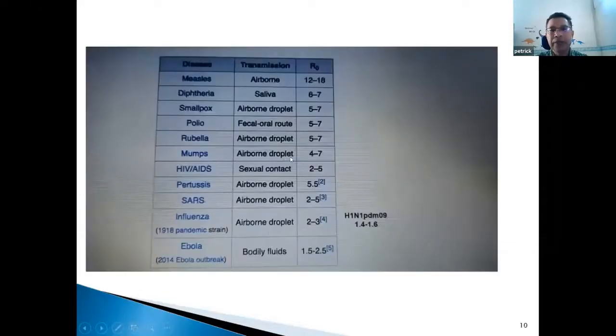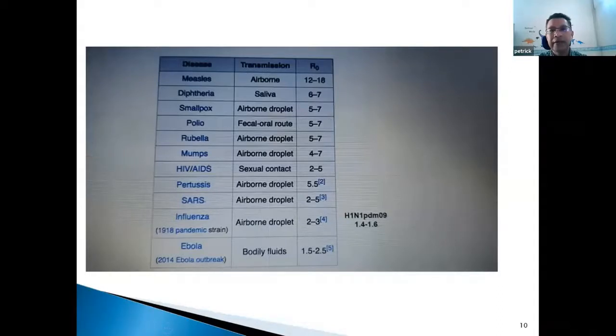And in terms of hospital infection, we always ask how many people a positive patient can transmit the virus to, and this is the R naught. And the king is always measles. So one patient with measles can infect 12 to 18 people. Okay, and this is airborne. Diphtheria through saliva can infect 6 to 7. Smallpox, airborne, can infect 5 to 7.